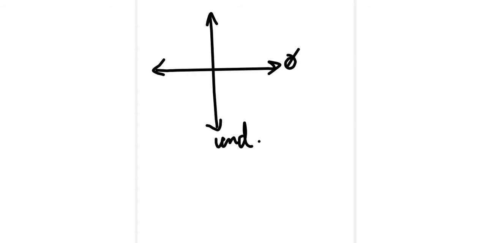A completely vertical line is undefined slope. A completely horizontal line is 0 slope. So of course, a completely vertical and horizontal line are also perpendicular. That would be the one exception to the rule.